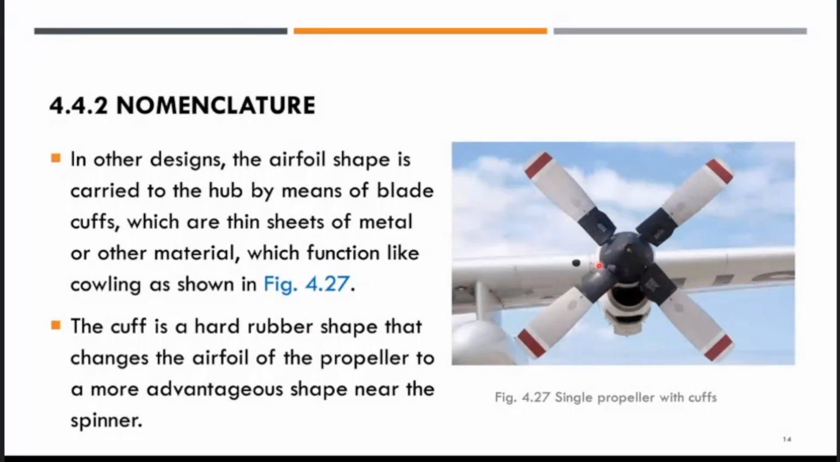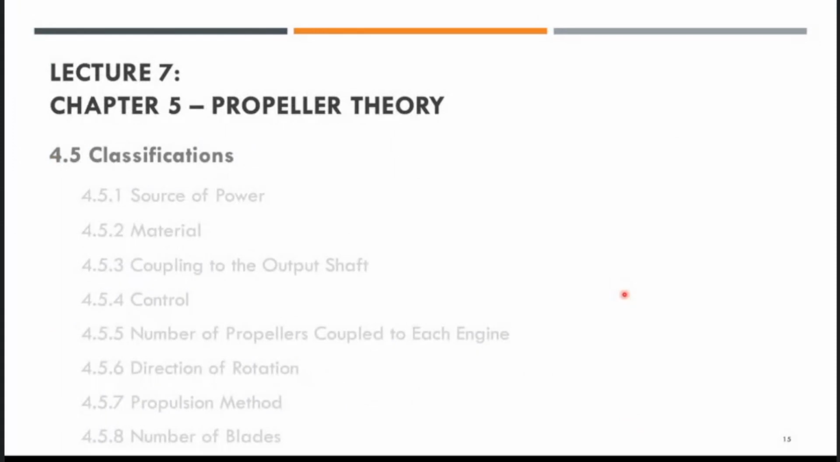So the black area here is the hard rubber shape that changes the airfoil of the propeller to a more advantageous shape near the spinner. So this is the spinner, okay? We have the blade over there. We have the cuff. This particular cuff can be shaped easily compared to the metal kind of blades, okay? Single propeller with cuffs. Right.